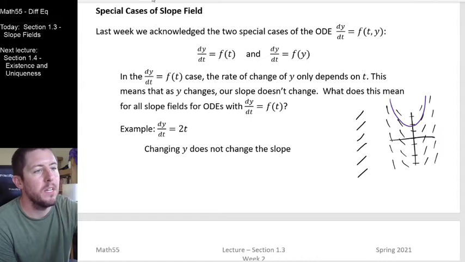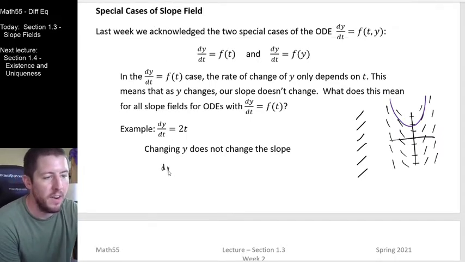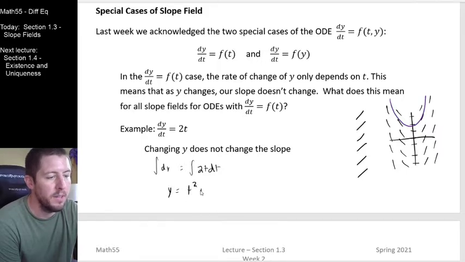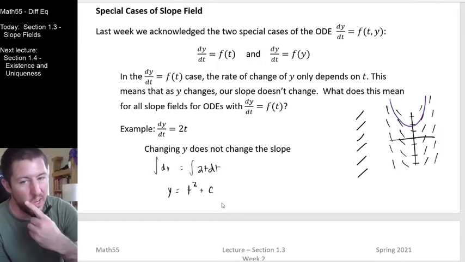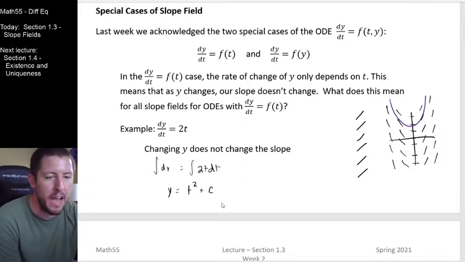Looks to me like all those particular solutions look somewhat parabolic. And oh, what do you know? That's actually the case right here. Integral dy equals integral 2t dt. Oh, what do you know? y equals t squared plus c. Of course, that's what we're going to get right there. We just integrated, and it matches the slope field example exactly.